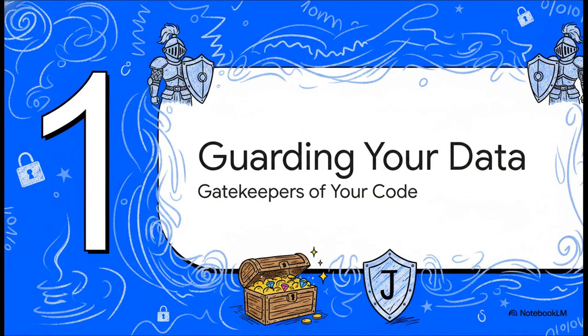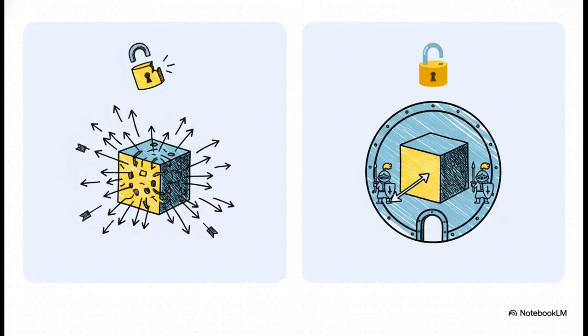I want you to think of the data inside your classes like it's treasure in a vault. You wouldn't just leave the vault door wide open for anyone to walk in, would you? Of course not. You'd post guards. Well, in Java, our first line of defense is a pair of really powerful gatekeepers. And wow, the difference is like night and day.